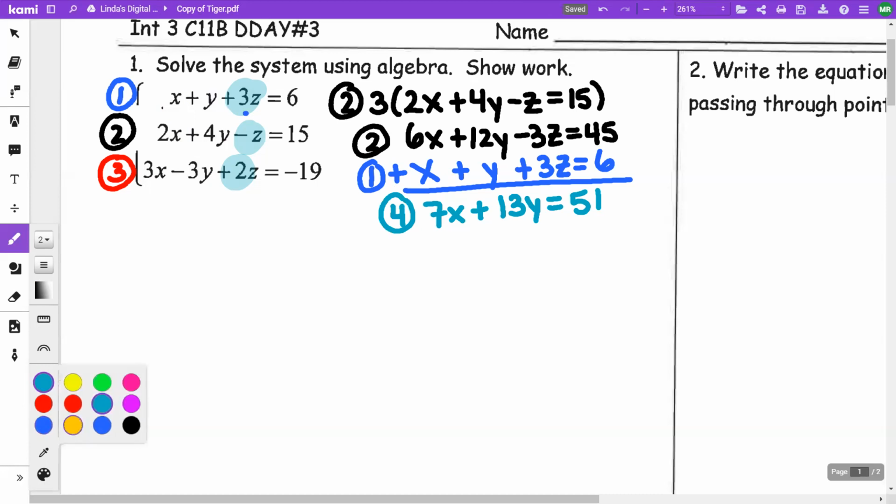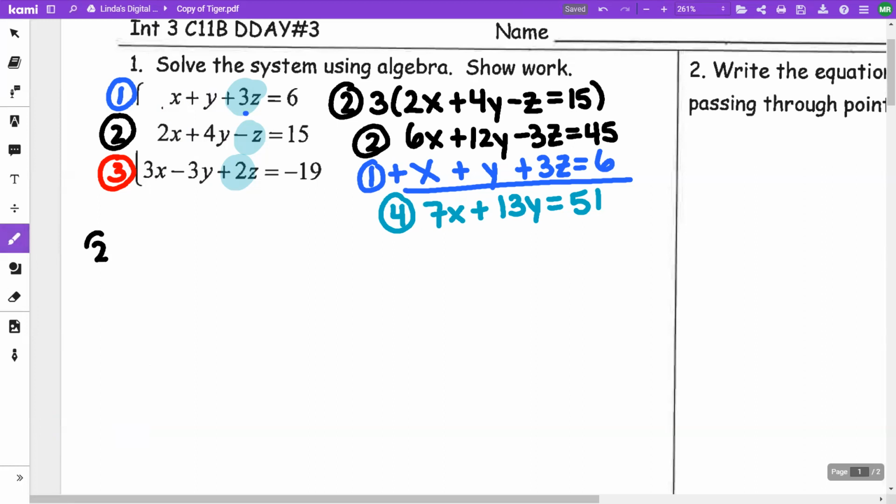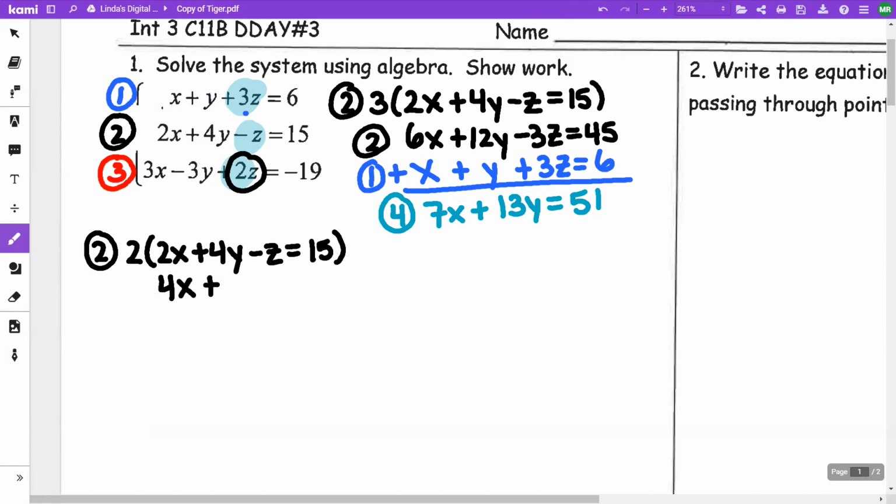So I'm going to again use equation 2. But this time when I use 2, I'm going to times it by 2. So I'm going to have 2x plus 4y minus z equals 15. My goal is to get rid of this z. So when I do that, I'm going to get 4x plus 8y minus 2z is equal to 30. Again, this is my new equation 2.